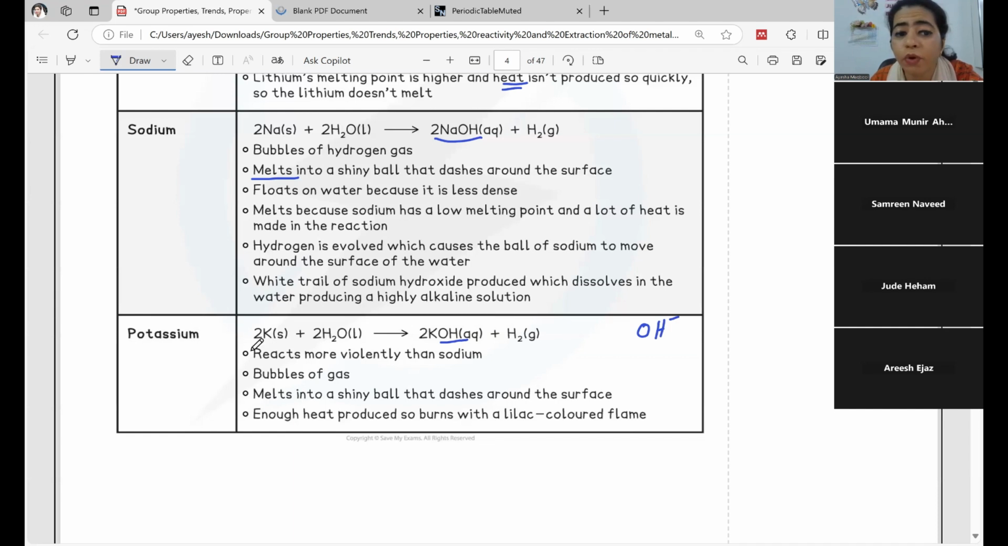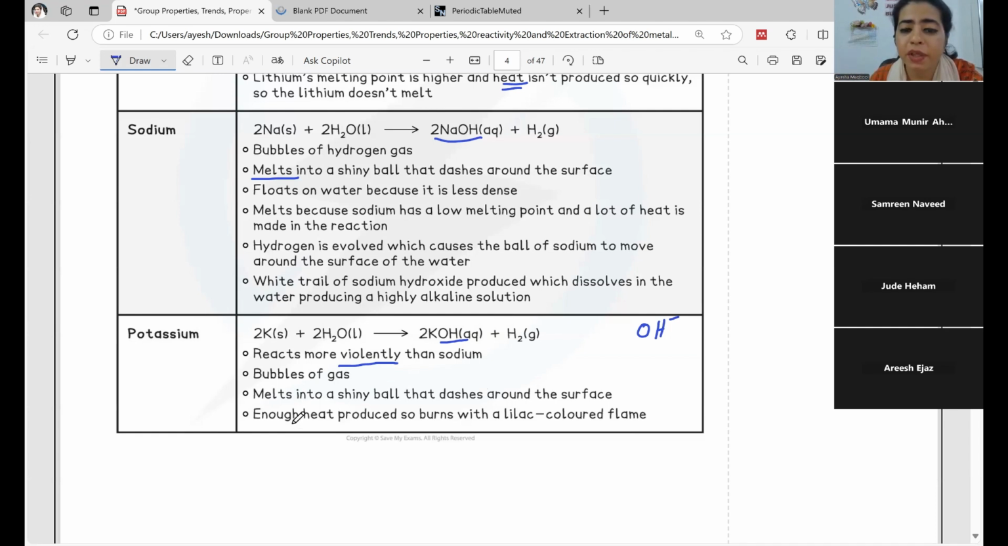Potassium reacts more violently. Violently means more strongly or quickly as compared to sodium, which was at the top. It produces bubbles of hydrogen gas as well. And now definitely there is going to be more heat. So it will melt just like a shiny ball, and that ball can just move around the surface.